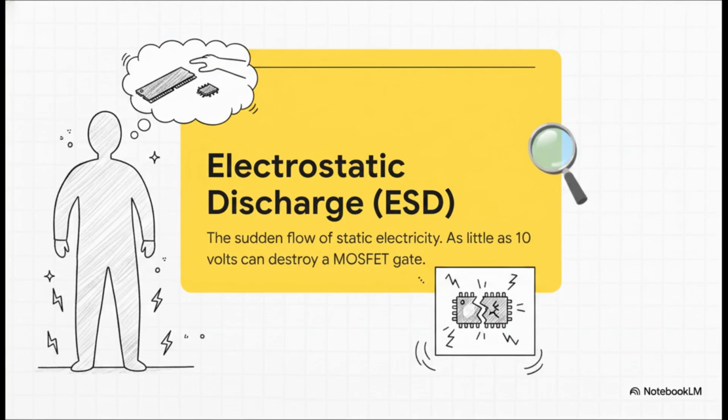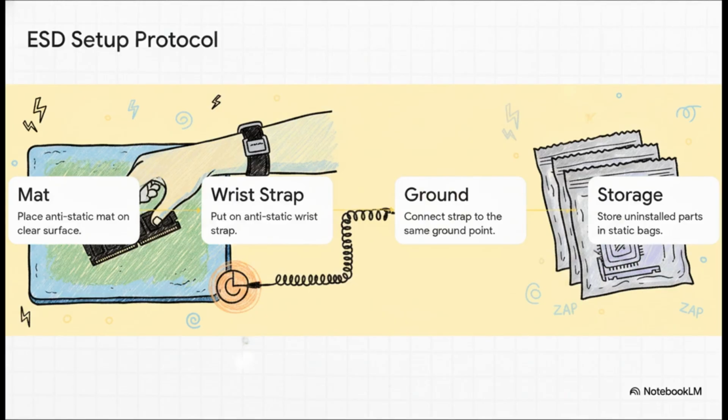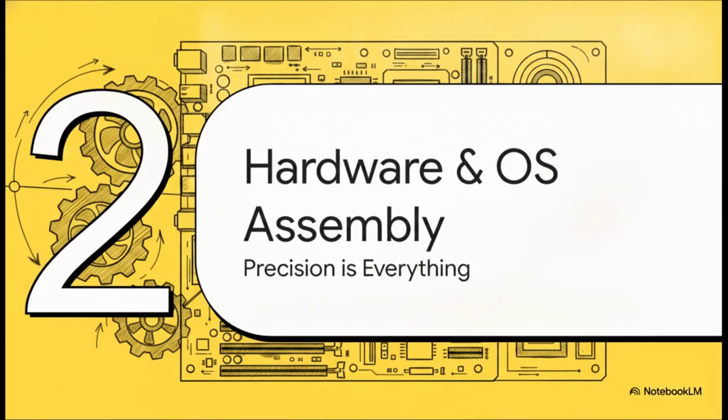They might just casually hand you a RAM stick out of nowhere. If your instinct is to grab it without being grounded, you fail that check on the spot. So the absolutely crucial thing here is making these setup steps a reflex. Number 1, clear your work surface and lay down your anti-static mat. 2, put on that anti-static wrist strap. 3, connect the strap to the exact same ground point as the mat. And 4, always store uninstalled components in their anti-static bags. Assessors are watching you like a hawk to see if you have that wrist strap on and connected within the first 2 minutes. Moving right along to Section 2, Hardware and OS Assembly, where precision is literally everything.